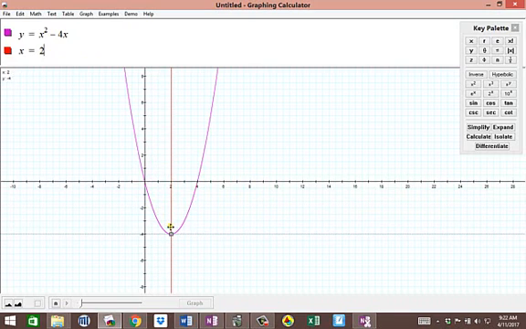It goes right through the vertex at (2, -4), and it divides the parabola into 2 equal parts, or 2 halves. And notice that a point on the right is the same distance to the right as the point of reflection off to the left. So (4, 0) is 2 units away from the line of symmetry, and so is the other x-intercept. It's also 2 units away.